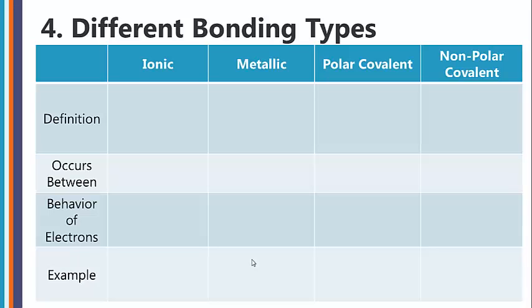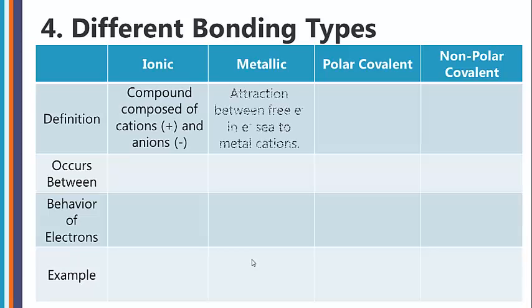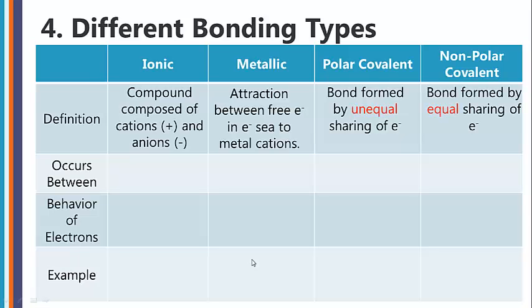The next question is about the different bonding types. So an ionic bond is a compound composed of cations, which are positive, and anions, which are negative. A metallic bond occurs whenever there is an attraction between the free electrons in the electron sea to the metal cations. Polar covalent is a bond formed by unequal sharing of electrons, whereas nonpolar is formed by an equal sharing of electrons. Ionic compounds generally occur between metals and nonmetals, or there could be a polyatomic ion.